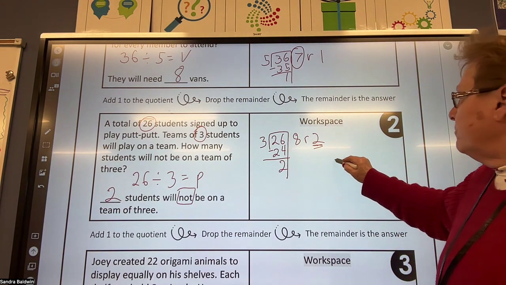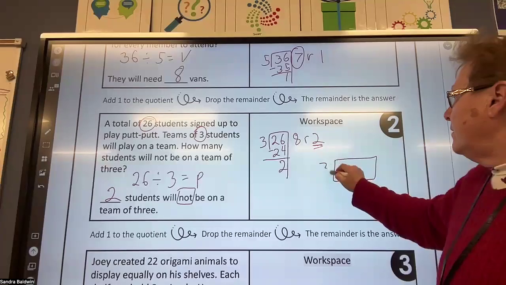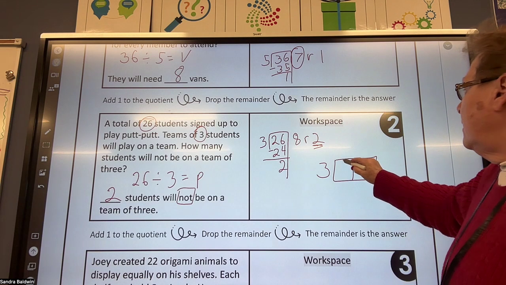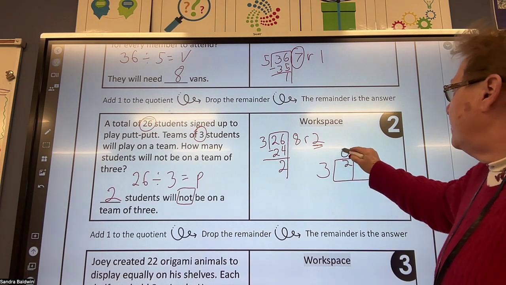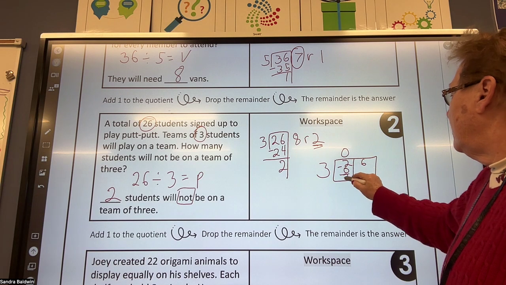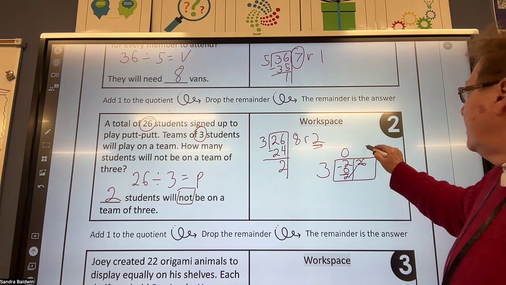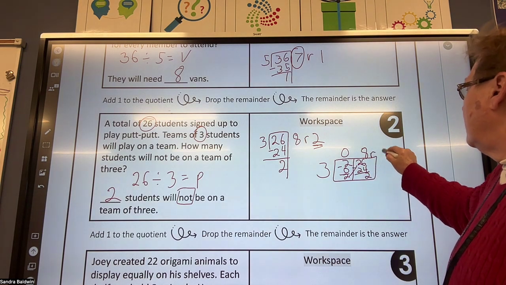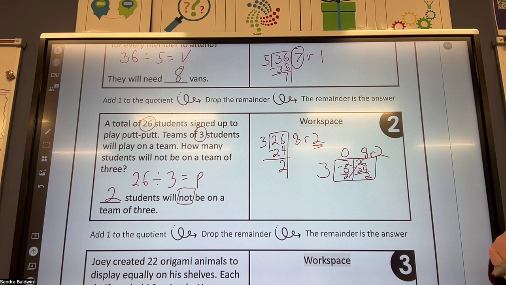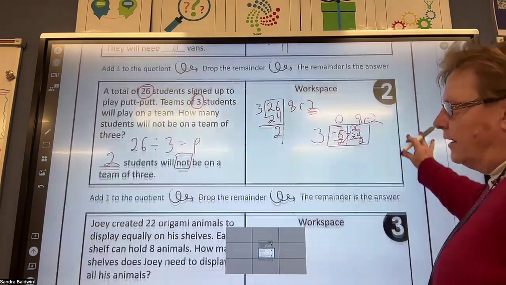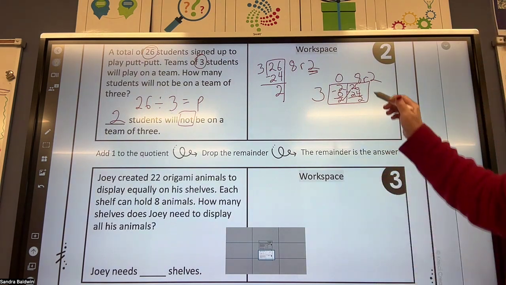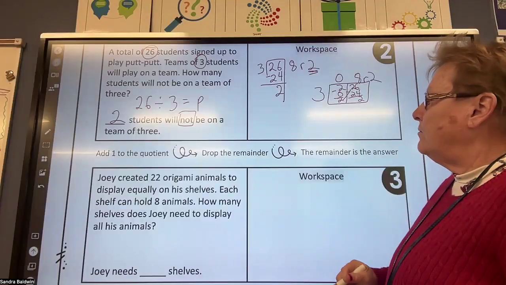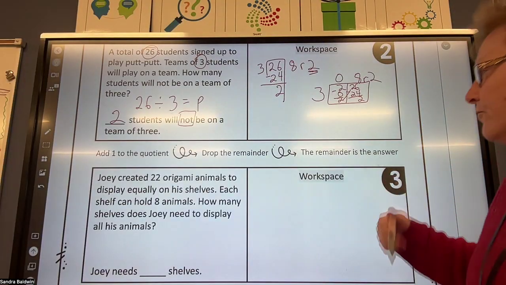And I could have done this with the box method. You only have to do one way, but I can show you both ways. So it'd be 0 times 3 equals 0. Move my 2 here. 8 times 3 is 24. Remainder 2. So the important part is to look at the question and see how you need to interpret the remainder. Do you need to add to the quotient? Is the remainder the answer? Do you need to drop the remainder?